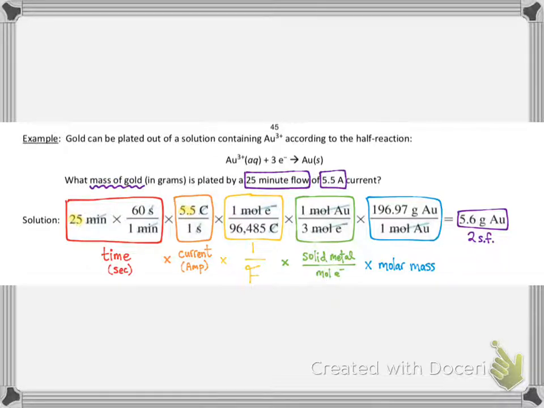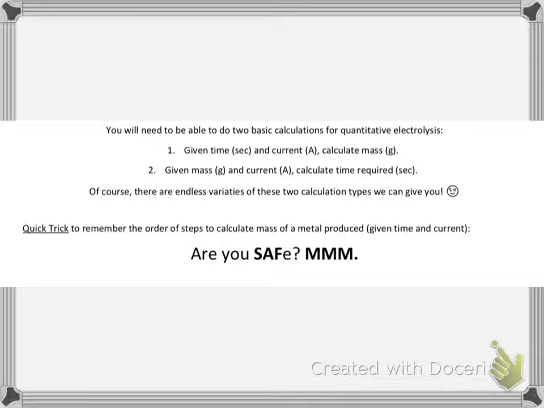So let's talk about the types of problems you might be asked for doing your calculations for electrolysis. The first type is the one we just looked at, where they gave you the time and your current, and they ask you to find the mass. But these questions can also go backwards. If they gave you the mass that's plated and the current, they can also ask you to calculate how much time it would take. Of course, there are endless variations on these, but these are the 2 basic calculation types. And notice for both of them, we have to tell you what the current is.